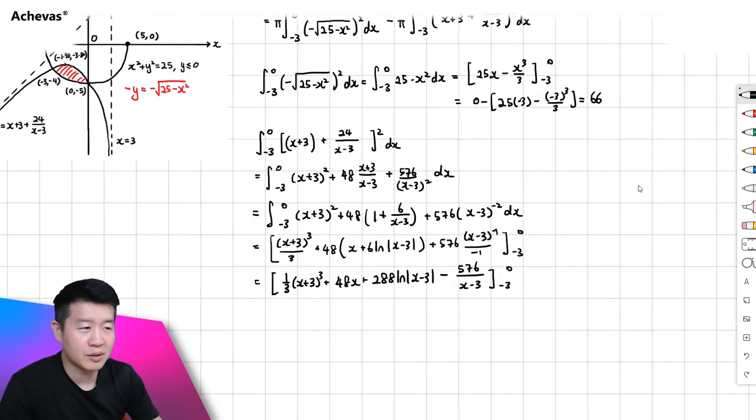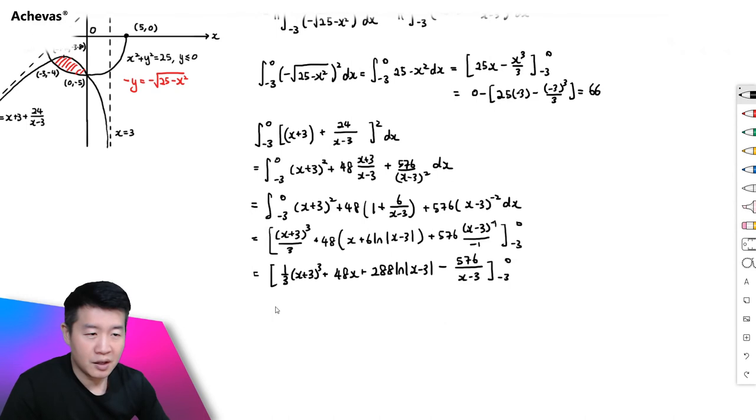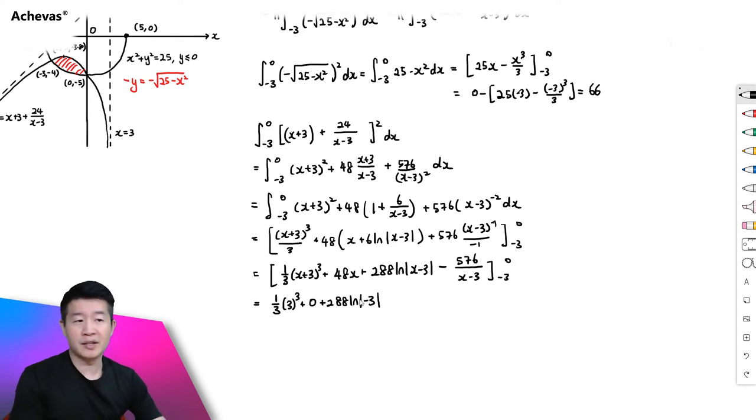Okay, and can you watch out for this together with me? It occurred in the A-levels in one of the years. Sorry, I can't remember which year, but what is going to happen now, right? I'm going to substitute 0 in. So 0 plus 3 is 3 to the power of 3, plus 0 plus 288 ln of modulus of 0 minus 3, which is ln of minus 3. This is the detail that I want to bring up to you guys.